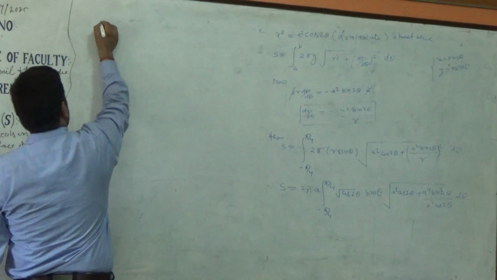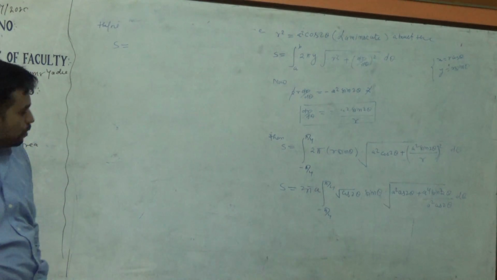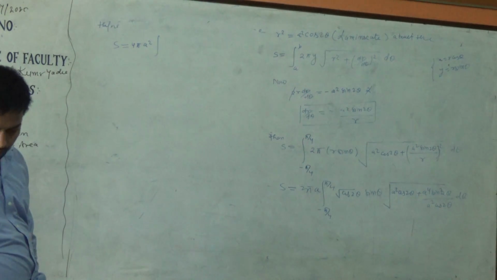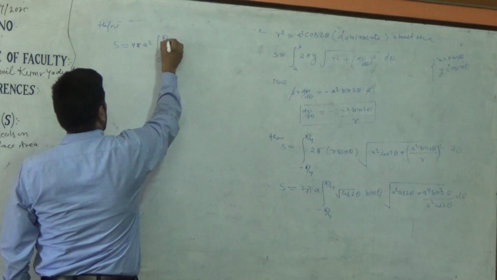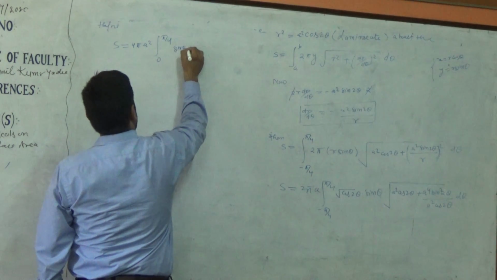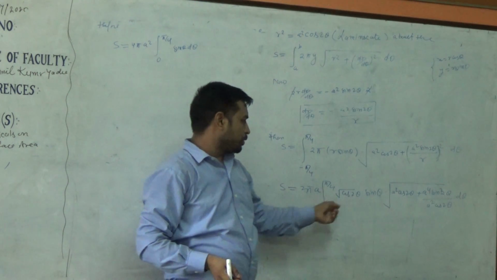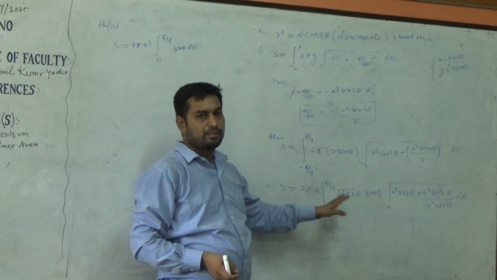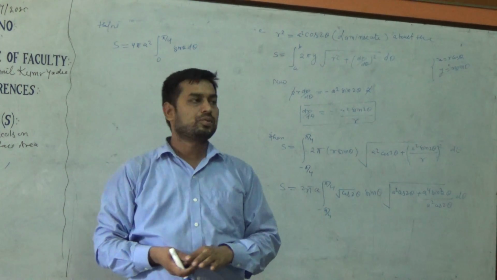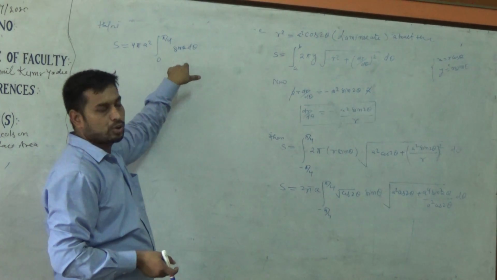Therefore the surface area S equals 4 pi a square integral 0 to pi by 4 sin theta d theta. We get this integral after simplification. Here we use the property of definite integrals for an even function. Then the limit minus pi by 4 to pi by 4 becomes 2 into 0 to pi by 4. Using this property, we get S equal to 4 pi a square integral 0 to pi by 4 sin theta.